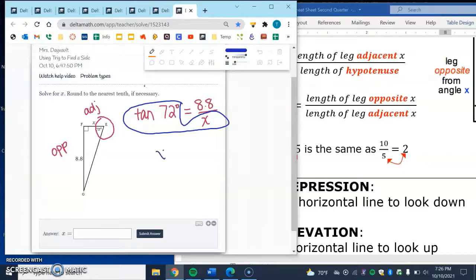So if I switch these around, I get 8.8 over tangent of 72. So when you have x on the bottom, you're going to want to switch these around, because anytime you are dividing, you can switch this around. If 8.8 divided by this is this, then 8.8 divided by this is this. All right, so then all you would need to do is type in 8.8 divided by tangent of 72 to get the length of that leg.